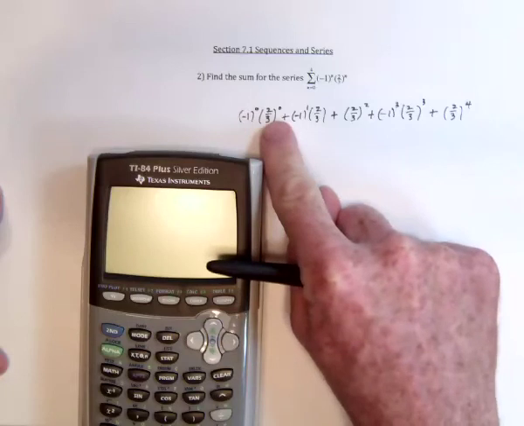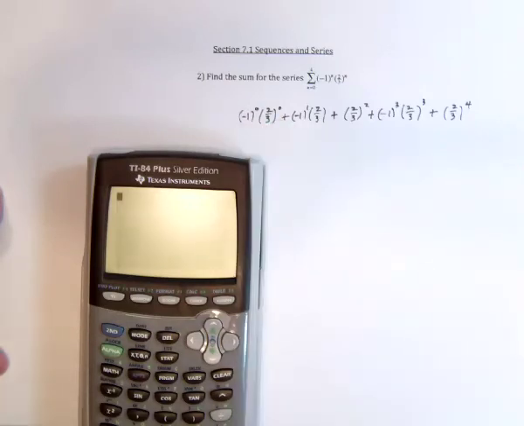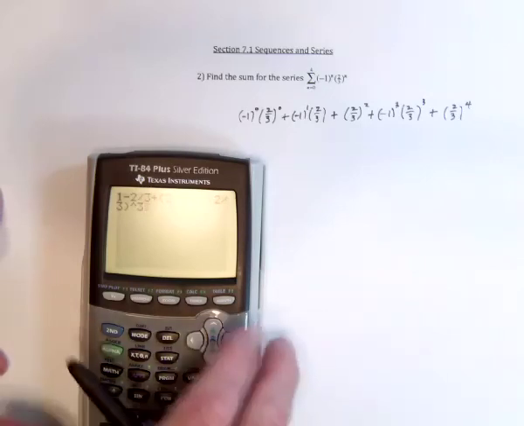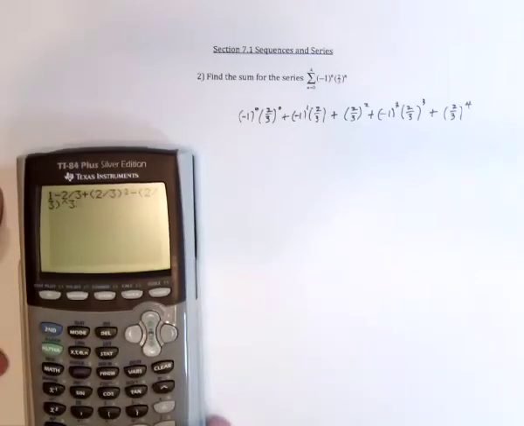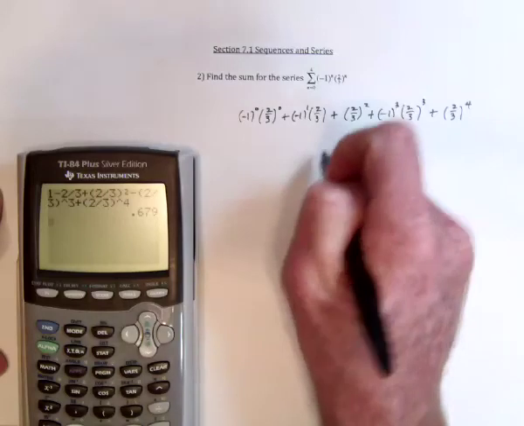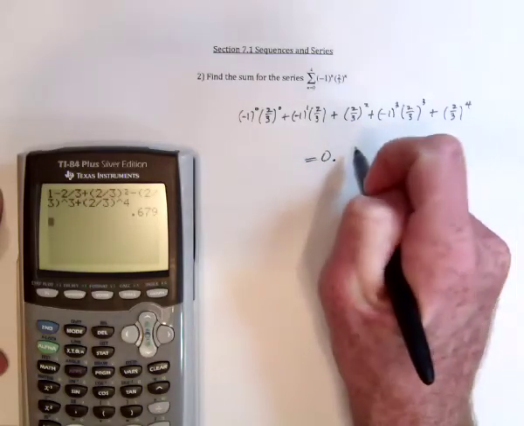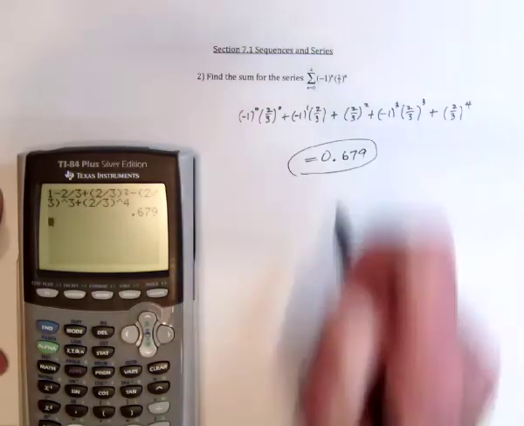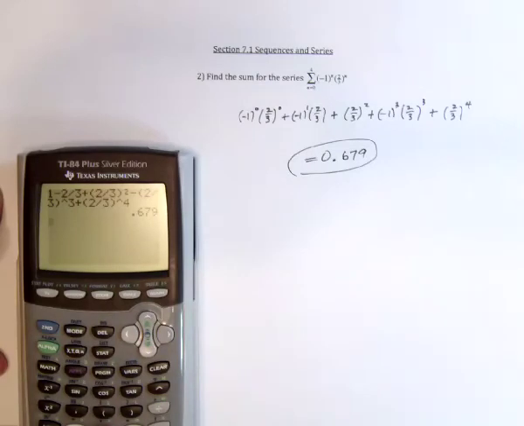So the first one is going to be 2/3 to the 0 is a 1. So it's going to be 1 and then minus 2/3. Next one is plus 2/3 squared minus 2/3 cubed and plus 2/3 to the 4th. So it's a 0.679. And then I can check my answer, have the calculator do the sum as well.